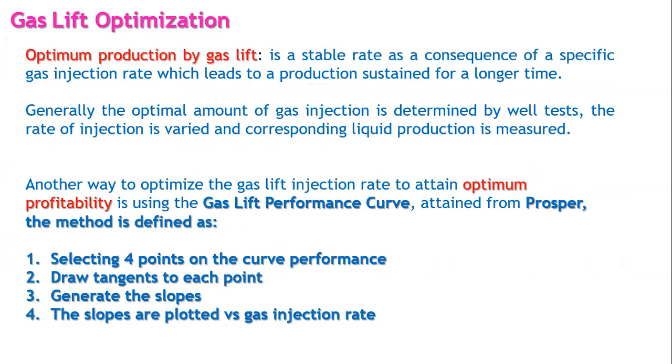Now we will touch on gas lift optimization. The optimum production by gas lift is a stable rate produced by a specific gas injection rate, which is the way we produce an optimum production sustained for a long time. That's the ideal of gas lift injection. Now, are we able to achieve this?